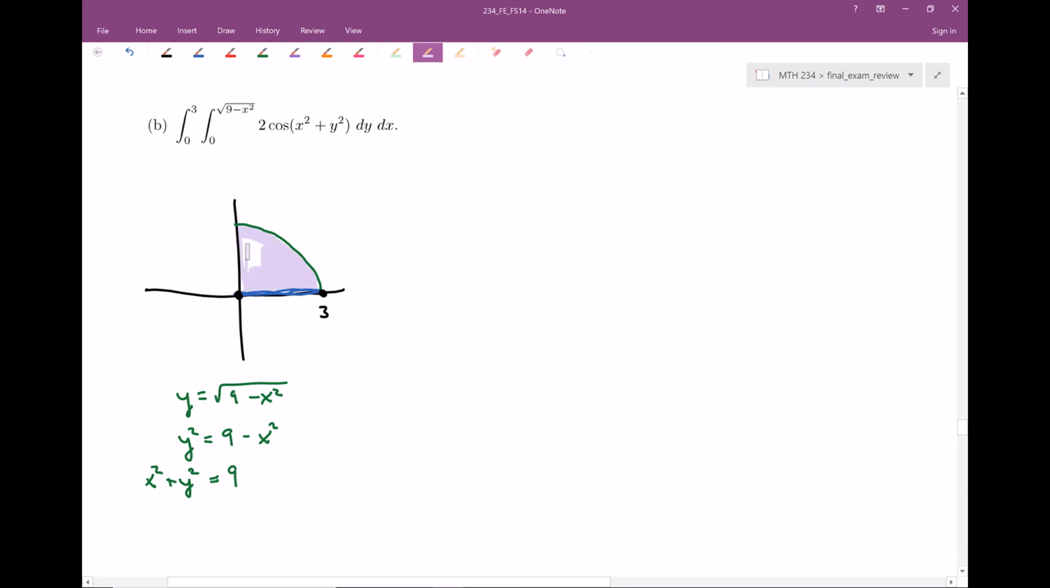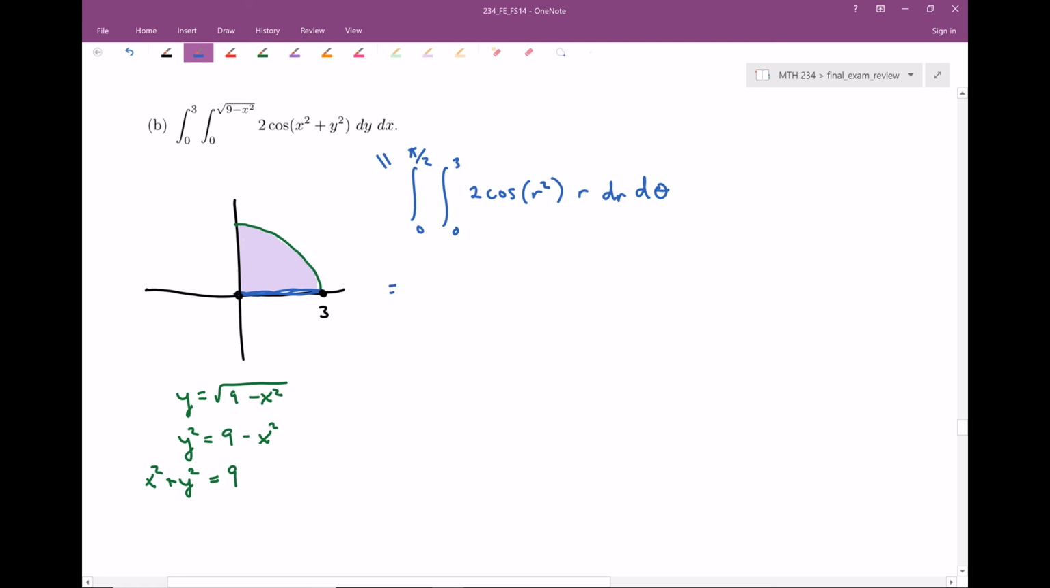And because it looks awfully circly, I'm naturally thinking about polar now. We see an x squared plus y squared, so we were probably already thinking about polar, but now especially. So let's go ahead and transform this into a polar equation. I'm going to have 2 cosine of r squared. And instead of dy dx, I'm going to put r dr d theta. My r values range between 0 and 3. And my theta values range between 0 and pi over 2. So here's the hard part, really the setup.